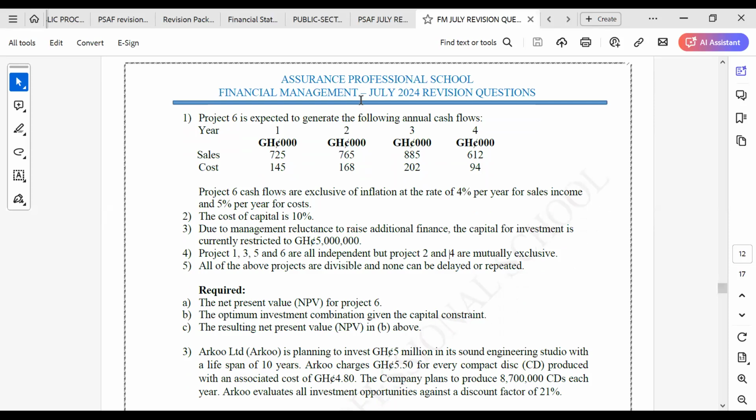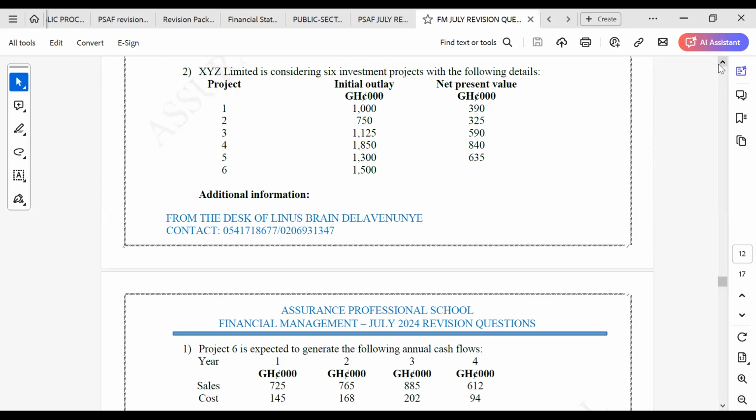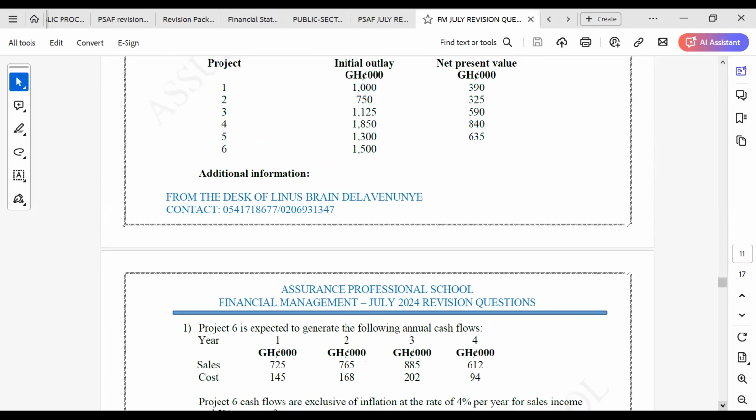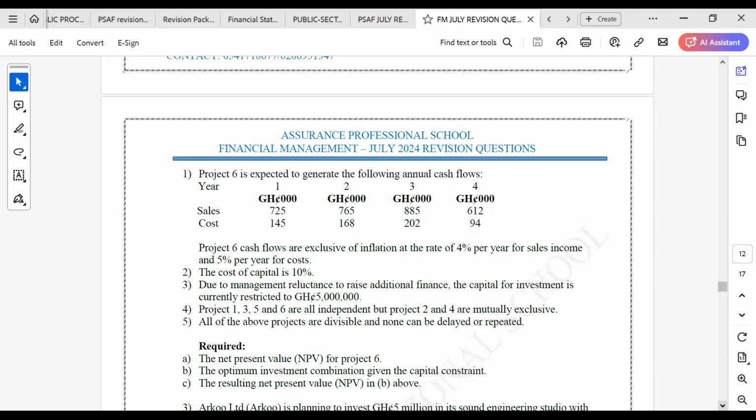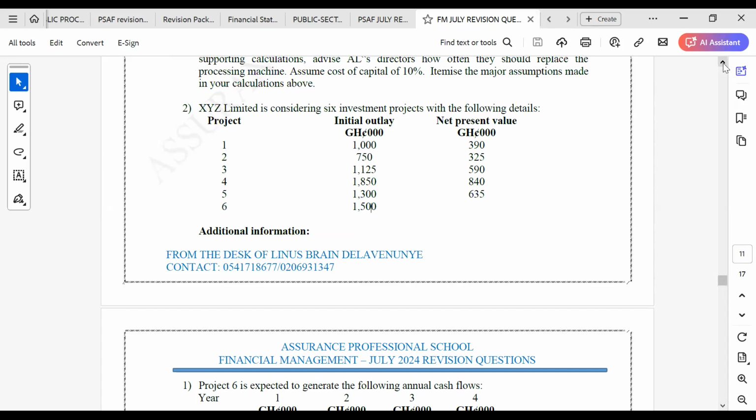Hey, let's come to the optimal investment combination given the capital investment. Based on this question, they can ask you about what we call capital rationing. You can see that the company's capital over here is rationed. They need this total amount to undertake the project, but they don't have it, so their capital is rationed. Capital rationing is a situation where we have profitable investments, but we don't have the funds to undertake them. There are inadequate funds to undertake all the projects.